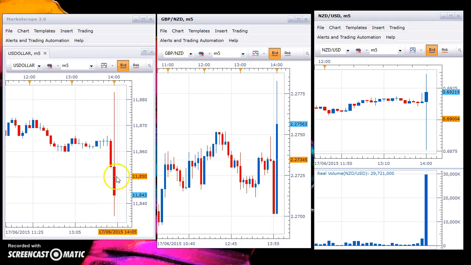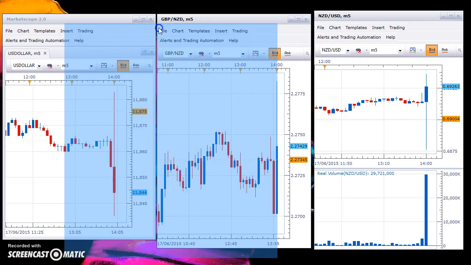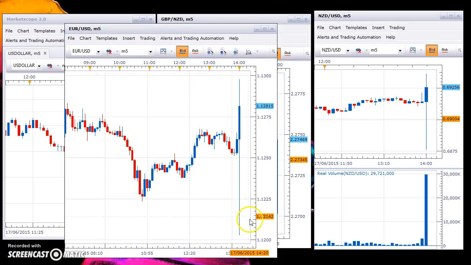US dollar, 5 minutes, a little bit bearish. Here's the Euro dollar again. Massive candle, look at this tail. 1.12 to 1.13, 100 pips. Okay, it was to be expected, to be fair. The FOMC, the Fed says labor market slack has diminished somewhat. Economy is expanding moderately, job growth picked up.